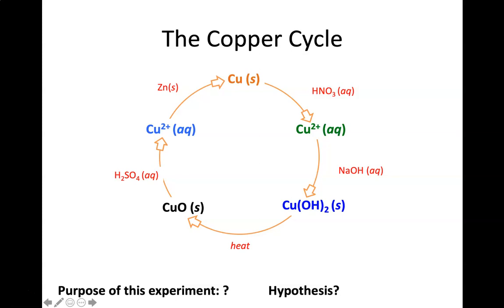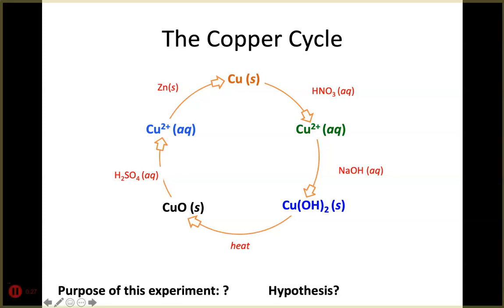So let's talk about what our ultimate goal is. First off, even though the name of the lab is the copper cycle, it is not something that all scientists know. It's actually just a series of reactions that have been designed so effectively that they form a cycle. What do I mean by that?